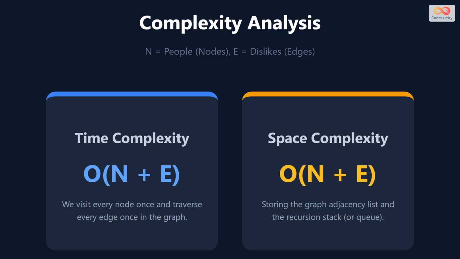Let's talk about efficiency. For time complexity, we visit every person or node once, and we traverse every dislike relationship or edge once. This gives us a time complexity of O(n + e). The space complexity is also O(n + e) because we need to store the graph structure in memory and maintain our recursion stack or queue.